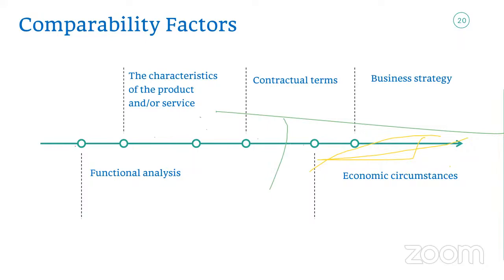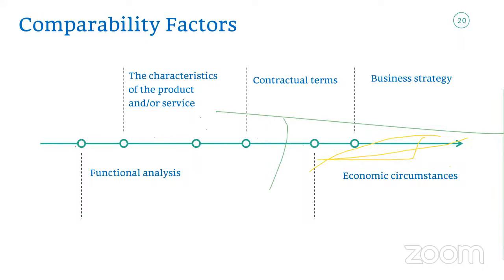If not the same, it should be such that even if they differ, there should be a way to adjust the price so that it will bring them to comparable levels. And what are the things that you need to look at? These are the comparability factors. We want to look at the characteristics of the product or service.